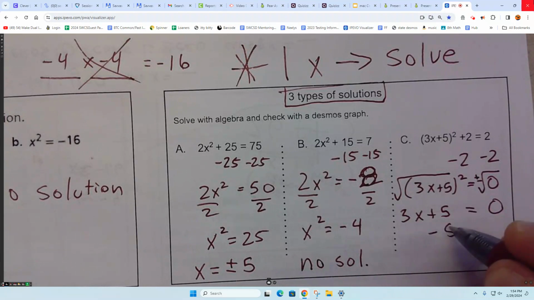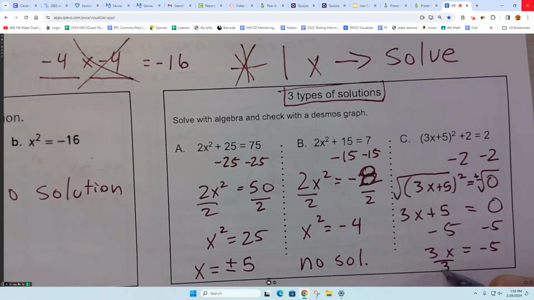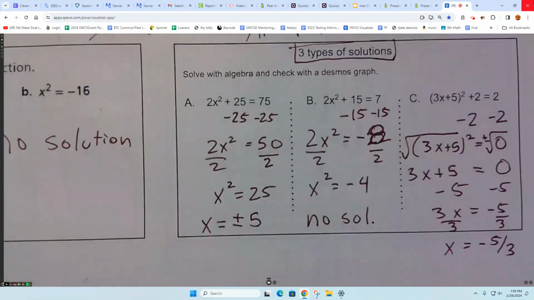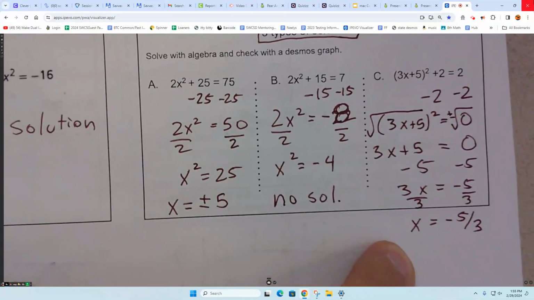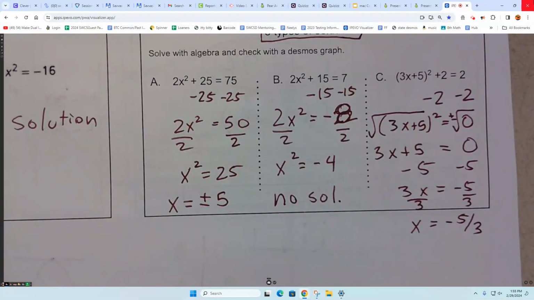Subtract 5. Divide by 3. X equals negative 5/3. So we have the 2 solution, the no solution, and the 1 solution. That's how they look when we do these.